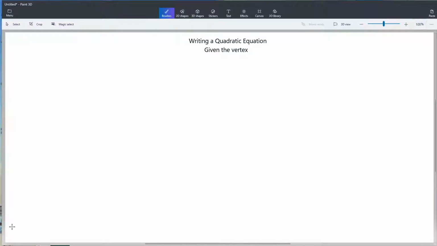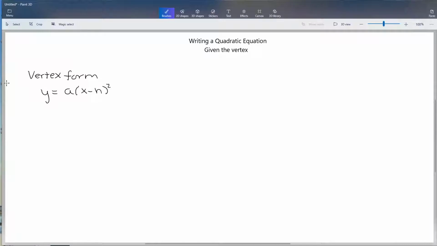Hey everybody, so in this video we're going to talk about writing a quadratic equation if we're given the vertex, okay? So since we are given the vertex, we want to remember what the vertex form is. Okay, so for a quadratic equation, our vertex form is a times x minus h squared plus k. Okay, where (h, k) is the vertex.